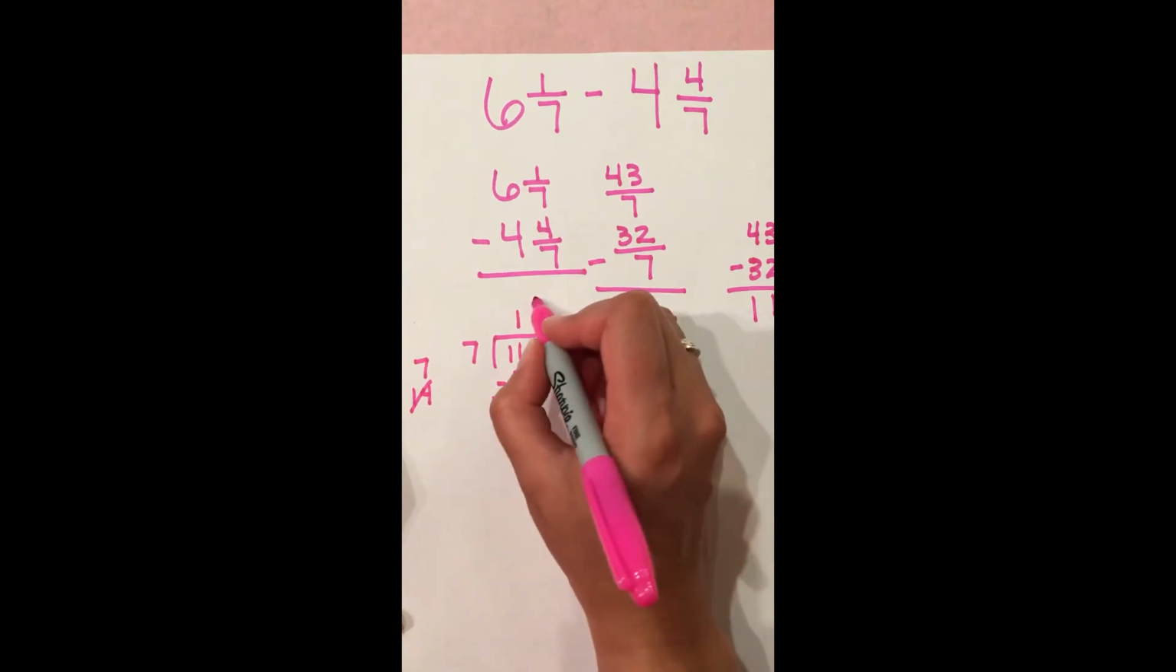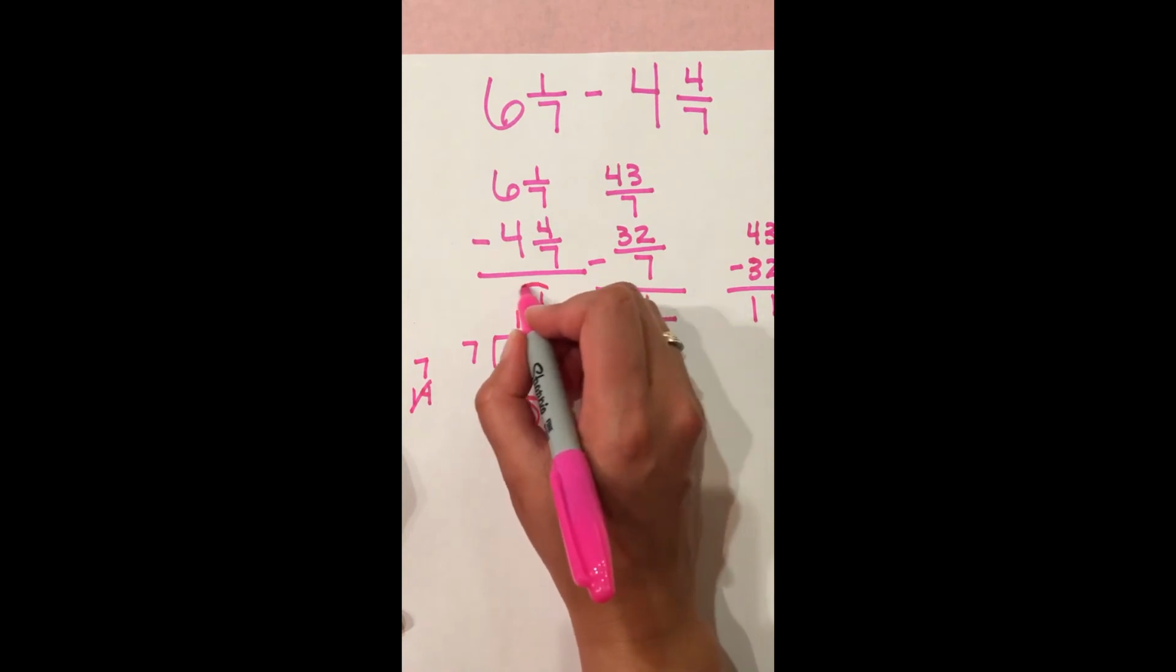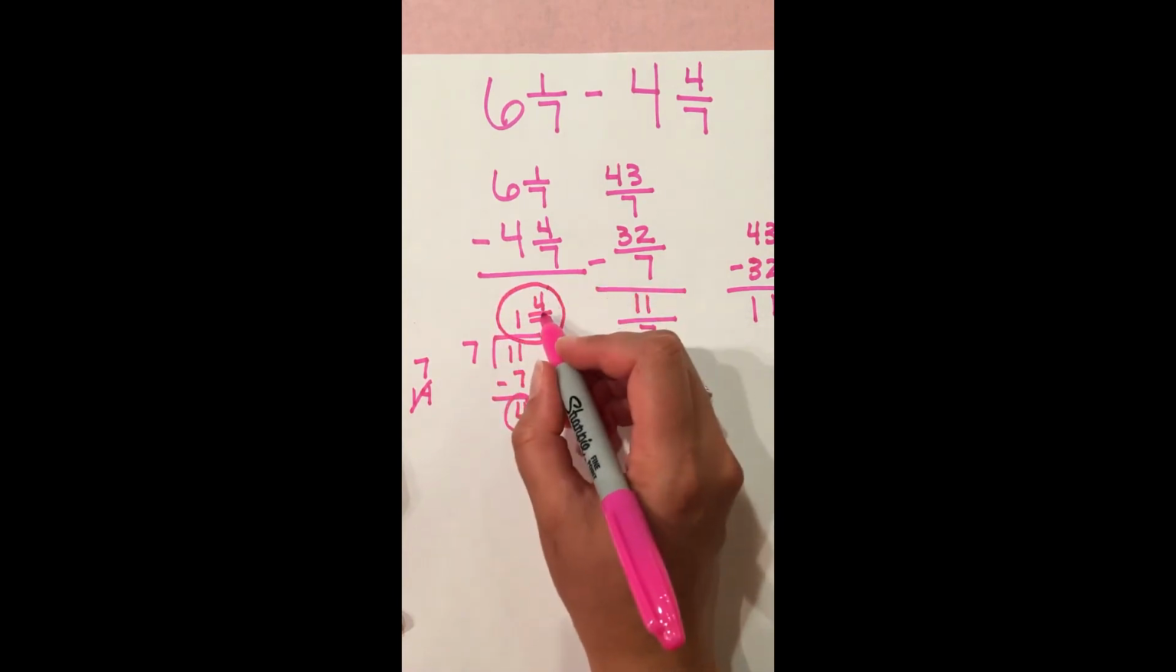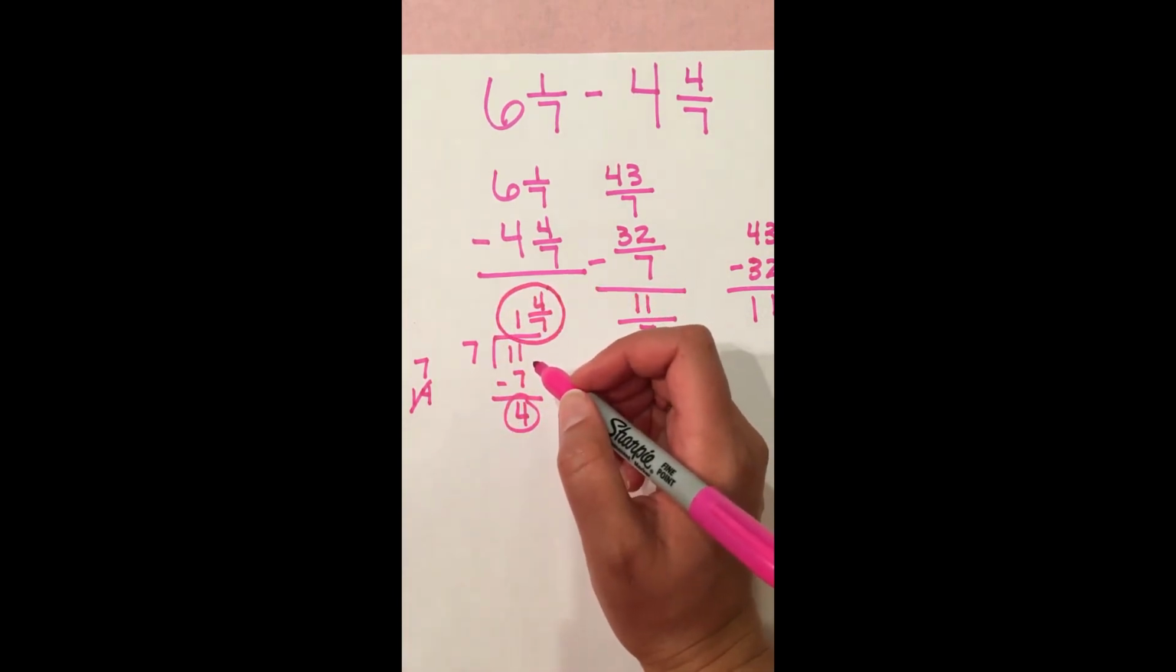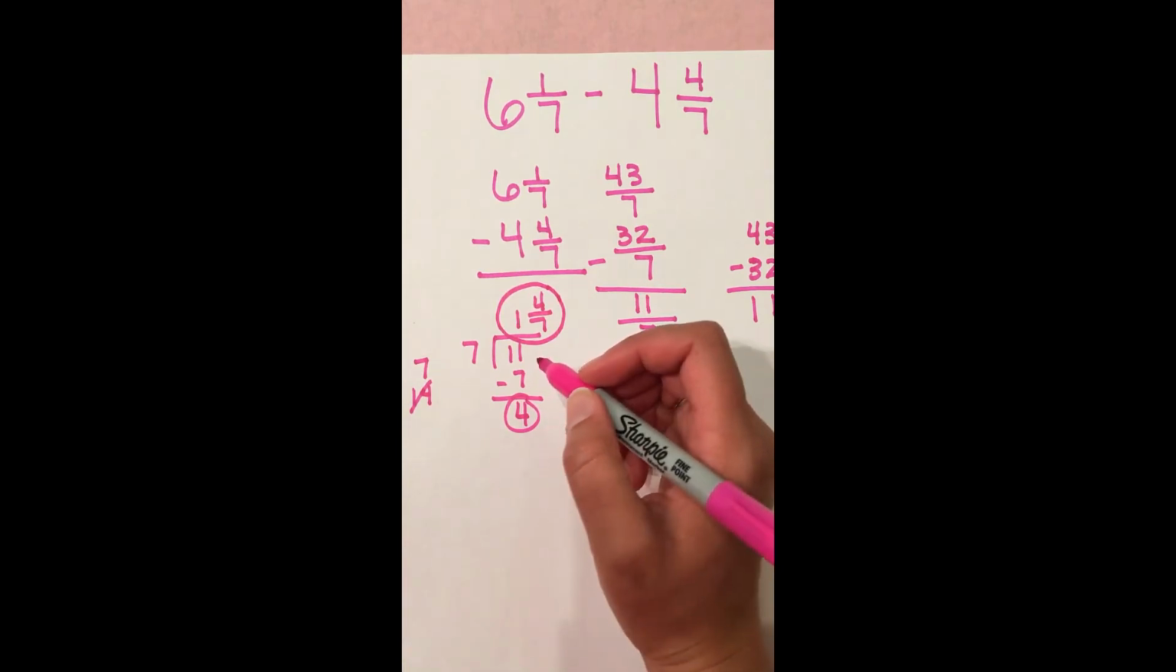Good remainder. 4/7. This is our championship answer because we know the factors of 4 are 1, 2, and 4, and only 1 goes into 7 and 4.